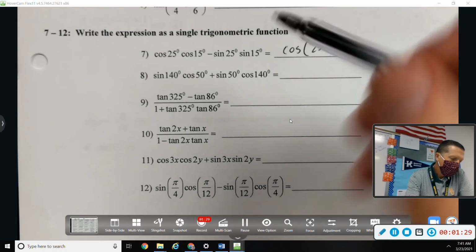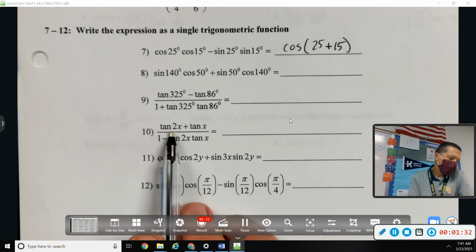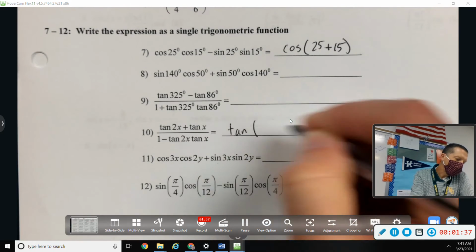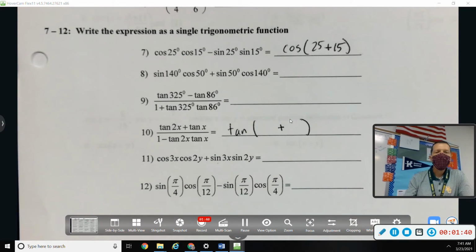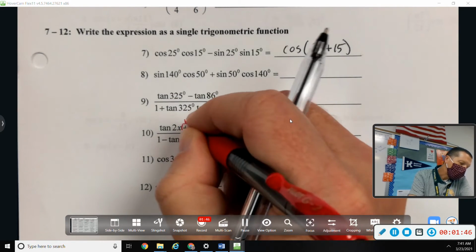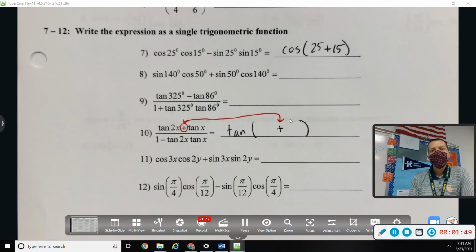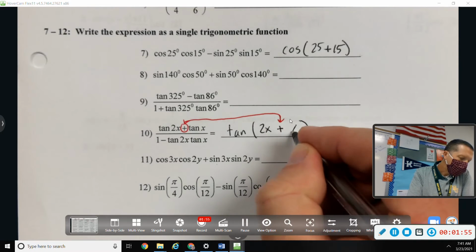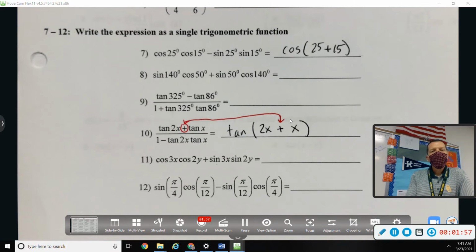Number 10. So it looks like tangent plus tangent over 1 minus tangent. That looks like tangent of sums, because that sine and that sine are the same for the tangent property. And so the two arguments are 2x and x. So that maybe looks kind of weird, and it could be simplified to tangent of 3x, but all we have to do is leave it like that. Yes, no?